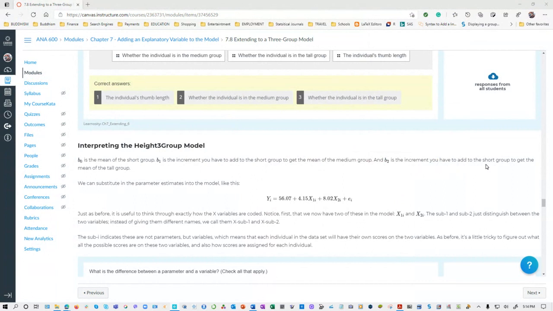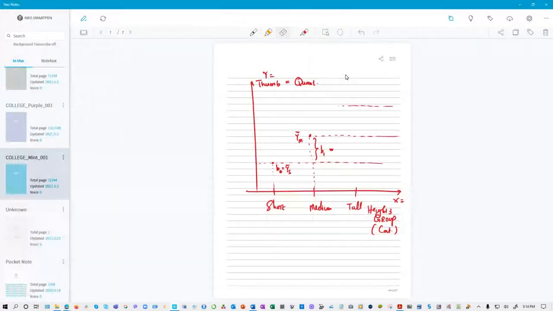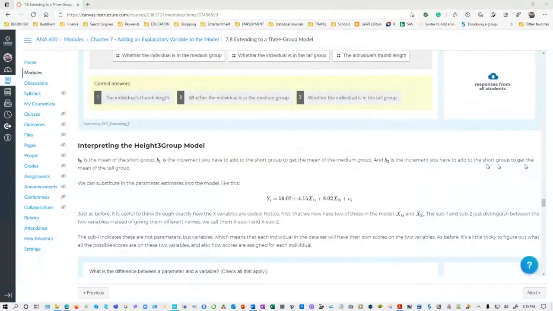And B2 is the increment you have to add to the short group to get the mean of the tall group. So B2 is, from here to here, you have y bar tall. That's the increment of thumb length to get the mean of the tall group. Increment you have to add to the short group to get the mean of the tall group.